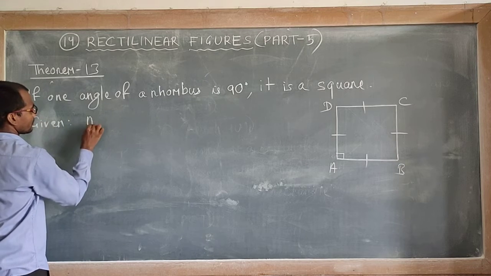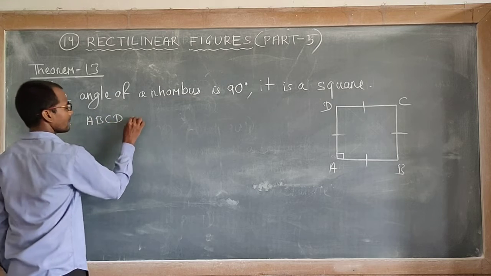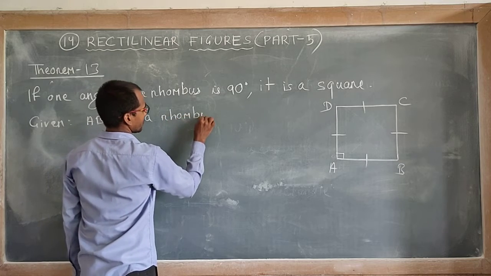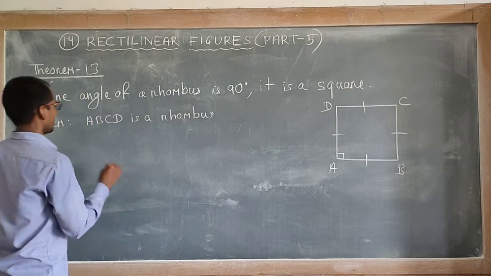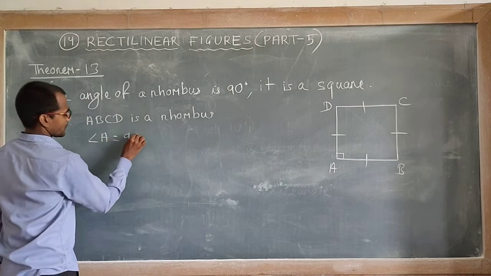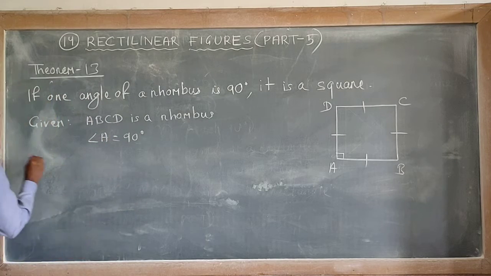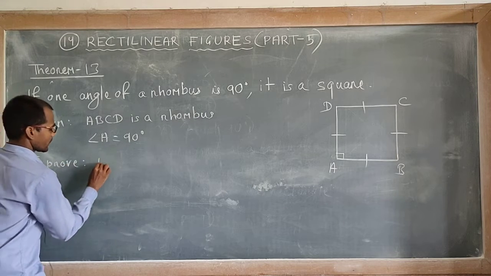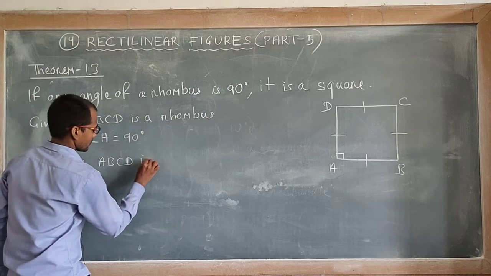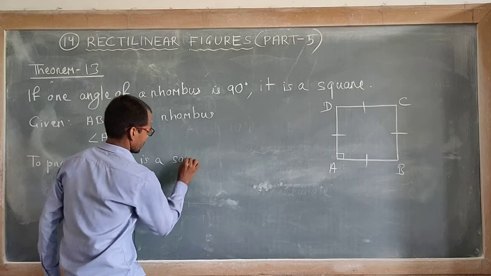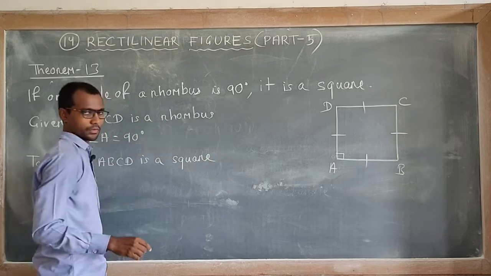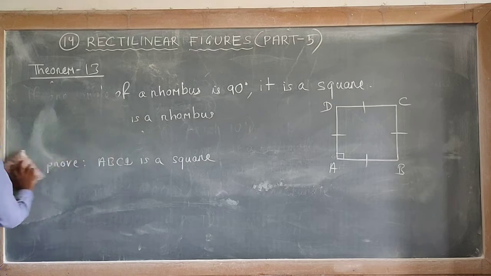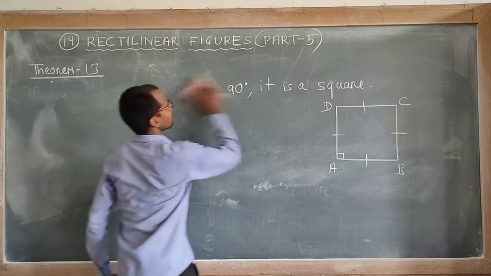Given: ABCD is a rhombus, it is given angle A is 90 degree. This is also given. To prove: ABCD is a square. Okay, this is our target. So let us go to proof now. Let us go to proof.